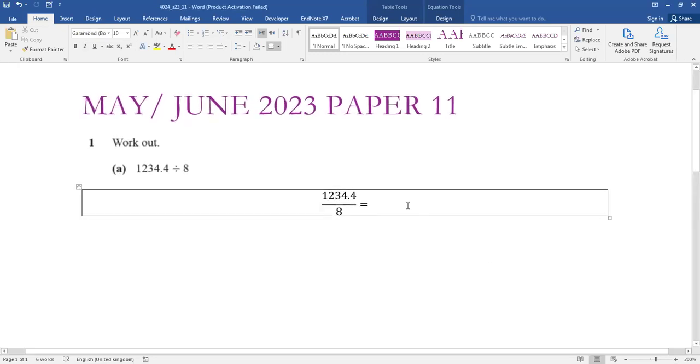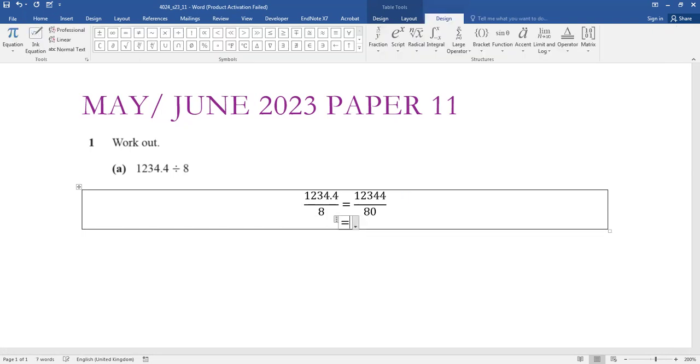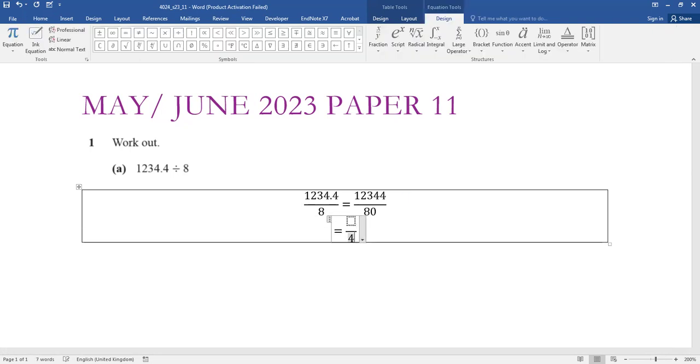Let's go through the first question, which says divide 1234.4 by 8. While dividing decimals, we try to remove the decimals in order to avoid confusion. So when I multiply the numerator and the denominator by 10, this becomes 12344 upon 80. First, I'll cancel it out with 2. In the denominator, I'll get 40.